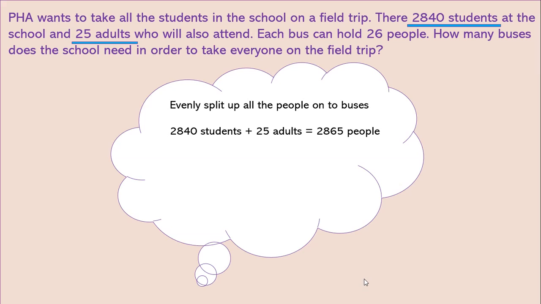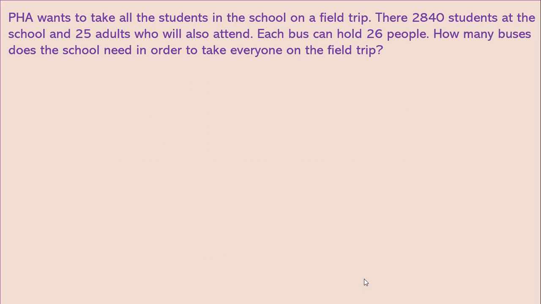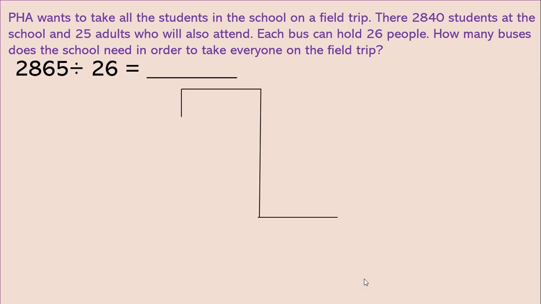That's the total number of people that are going on this field trip that we're going to be splitting up onto buses. So our dividend, or the first number in our division problem, is 2,865. Each bus can hold 26 people, so our divisor is 26. Our equation is going to be 2,865 divided by 26. Let's get started. Here we have our outline. We're going to put our dividend in the middle of our outline, and we're going to put 26, which is our divisor, on the outside of our outline.